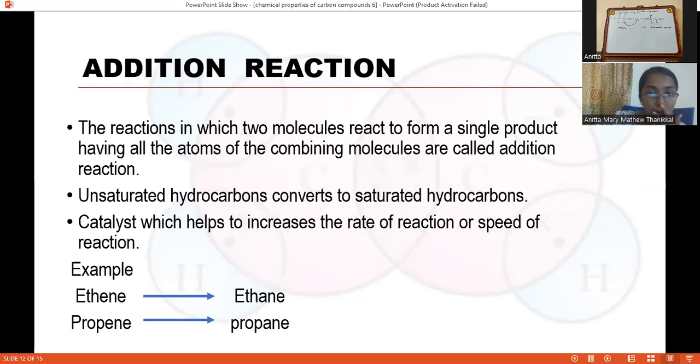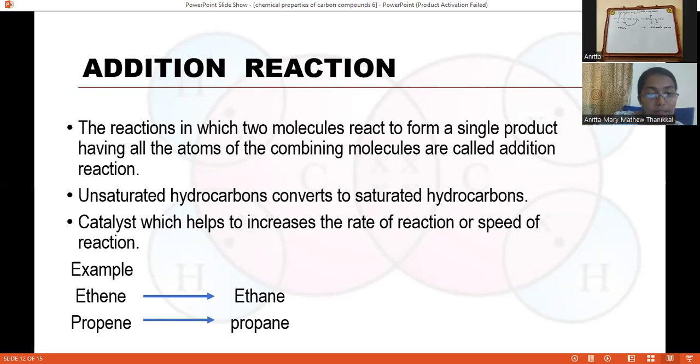The next property of this section is the addition reaction. What is meant by addition? The reaction in which two molecules react to form a single product having all the atoms of the combined molecules is called an addition reaction. Here the reaction takes place only in the presence of a catalyst. What is a catalyst? A catalyst helps to increase the rate or the speed of the reaction.